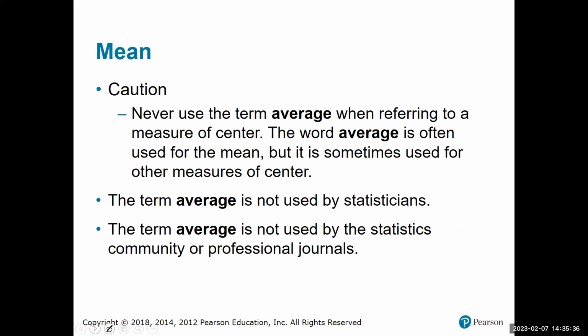All right, caution. So you've heard me throw out average a lot because that's a word that you're familiar with, but in the world of statistics, we don't use it. So never use the term average when referring to a measure of center. The word average is often used for the mean, but it's sometimes used for other measures of center, right? So statisticians don't use average, right? It's not used in the statistics community or professional journals.